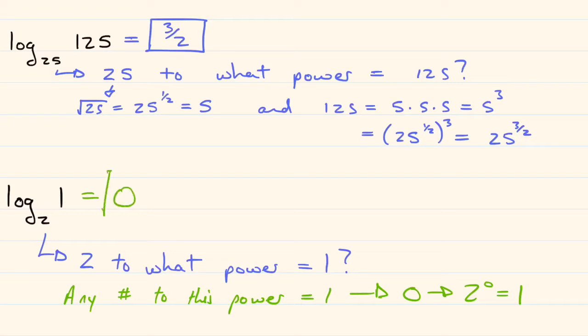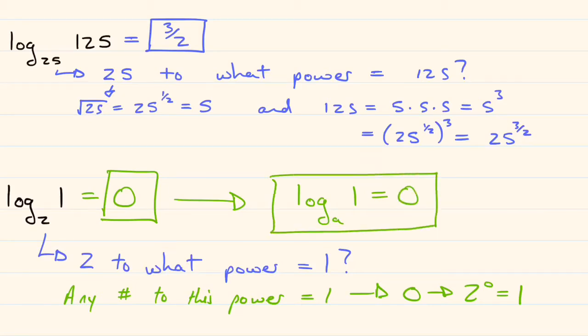So the log base 2 of 1 is 0, but it's not just base 2, it's absolutely any base. It's always going to equal 0. Log base any number of 1 always equals 0 as long as the base is greater than 0.